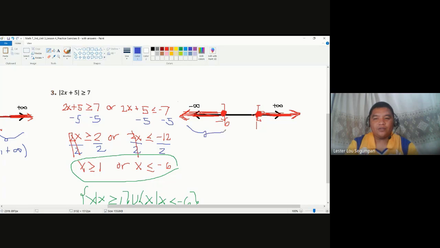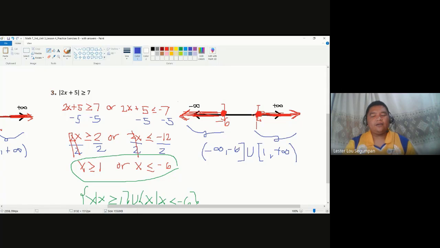Finally, for our solution set, the region here is from negative infinity to negative 6. Infinity is always open, but negative 6 here uses bracket, so it should be closed. 1 here uses bracket, and we have positive infinity, which is always open. And then you combine them by union.